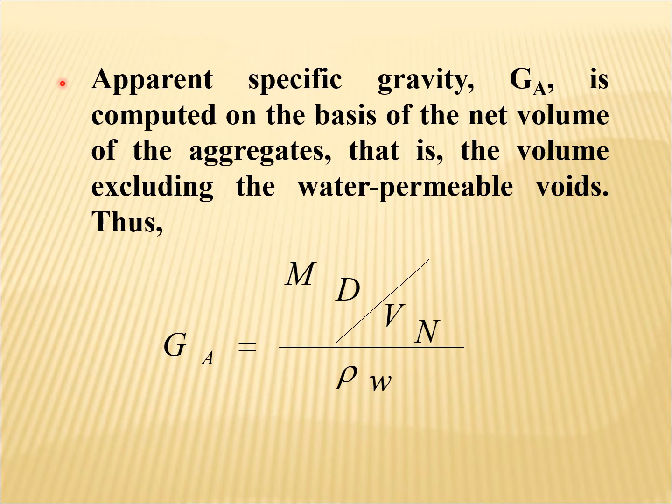Apparent specific gravity, denoted by G sub A, is computed on the basis of the net volume of the aggregate, that is the volume excluding the water permeable voids. So G sub A is equal to M sub D divided by V sub N, divided by the density of water. So here V sub N is the net volume of the aggregate, that is the volume excluding the water permeable voids.